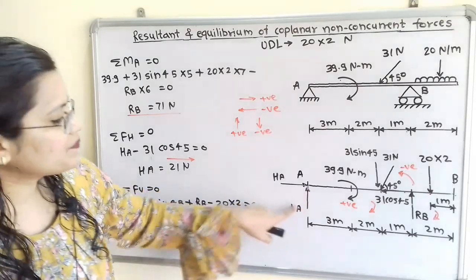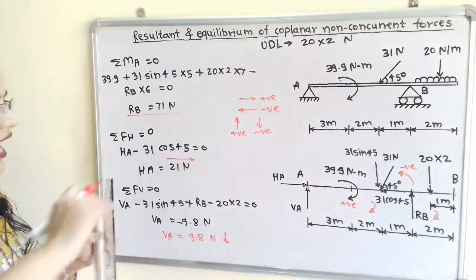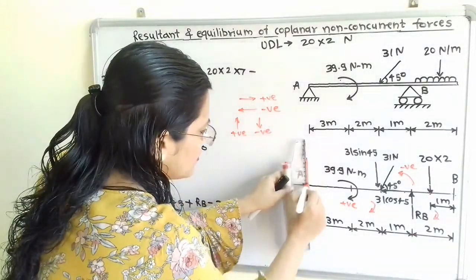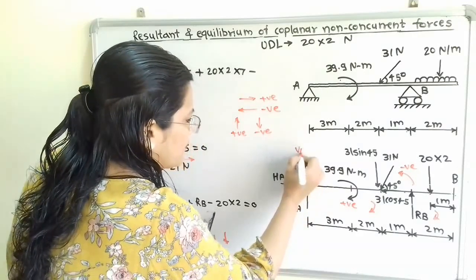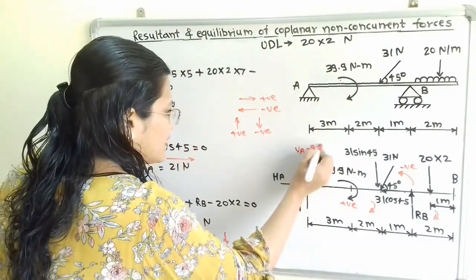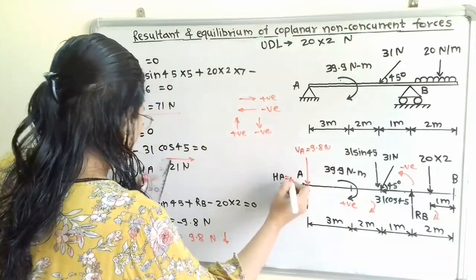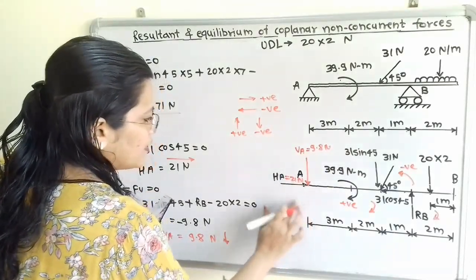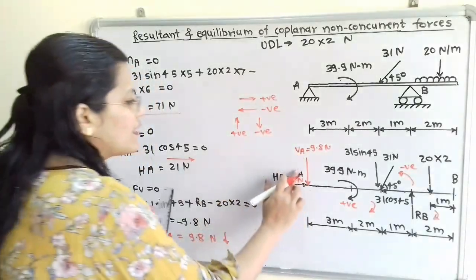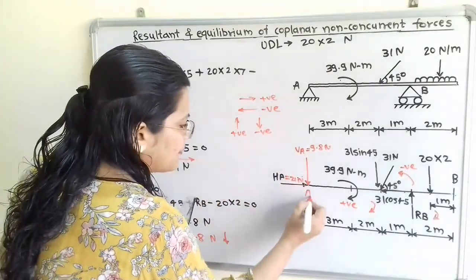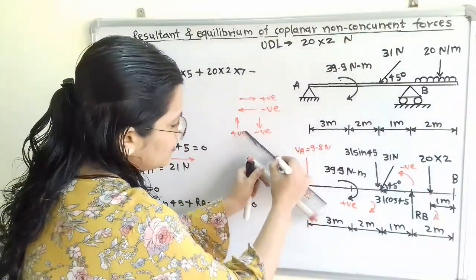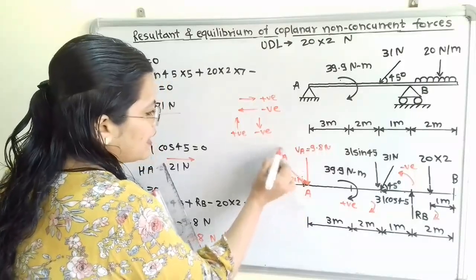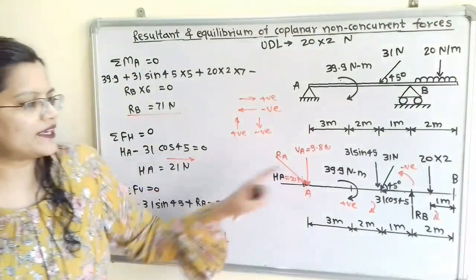So how we can change this? So the answer is VA is in the downward direction. So I will show here VA. And it's 9.8 Newton and HA 21 Newton. So we will remove this. So here is the VA and HA. So how we can show the RA, that is the reaction at point A? So we have to show here in this direction. So in this direction RA, that is the reaction at point A, is acting.